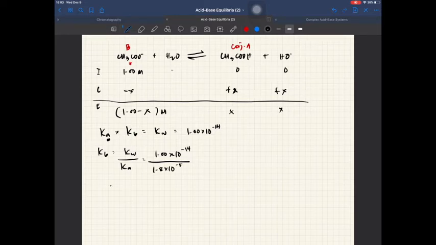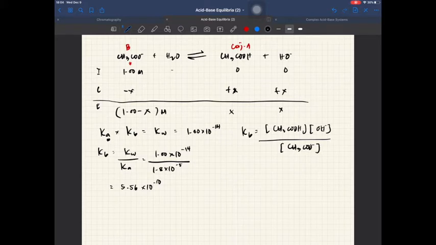And therefore, we can calculate the value of Kb. The value of Kb is 5.56 times 10 to the negative 10. From the Kb expression, we can say that Kb is the concentration in molarity of acetic acid and hydroxide ion over acetate ion. Water is always not included. Substituting the equilibrium values, we get x times x over 1 minus x is equal to 5.56 times 10 to the negative 10. The next question is to decide whether or not x is negligible.